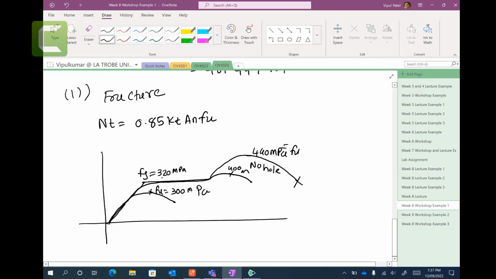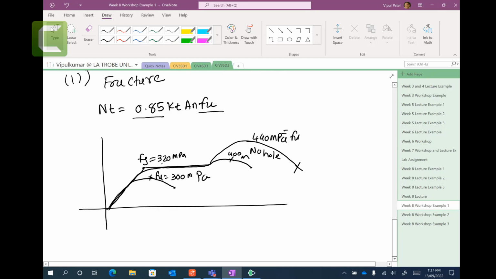Now the question comes from the engineer: which one to take? Because it's 440, 400, 300, 200, and so on. So the standard said, don't worry about anything. We've done the laboratory work. You just multiply 0.85 with your FU, 15%. You can guess that is the capacity that you're going to go down. So that is the 0.85 FU.